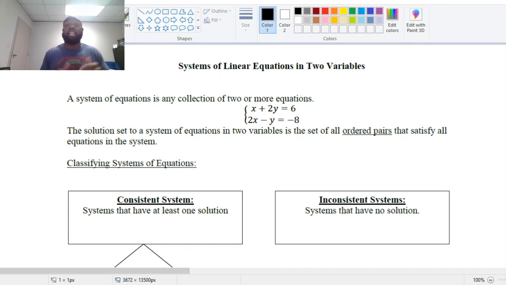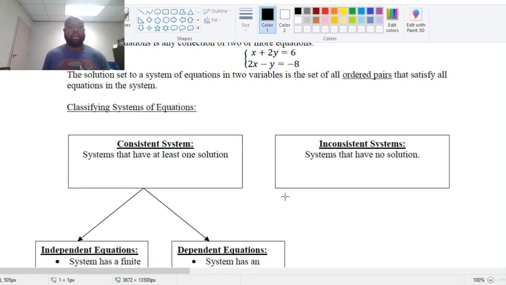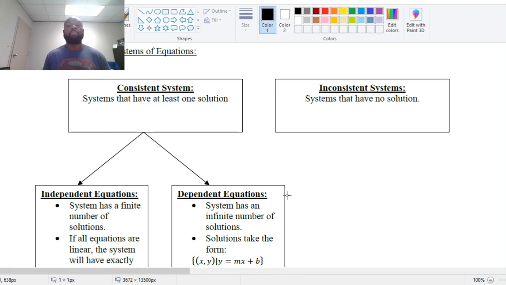With that, there are some systems that don't have a solution. There are some systems that do have a solution. And then there are some systems that have multiple solutions, or an infinite number of solutions. Our goal here is to be able to solve these systems of linear equations in two variables and classify them based off of the number and types of solutions that we see. There's a classification system for classifying systems of equations.